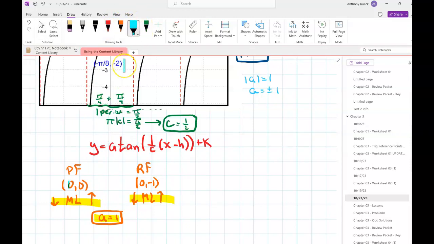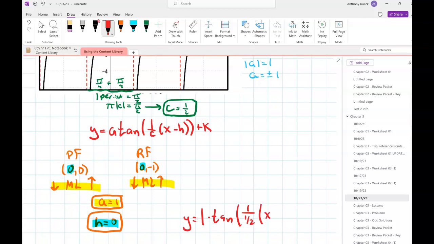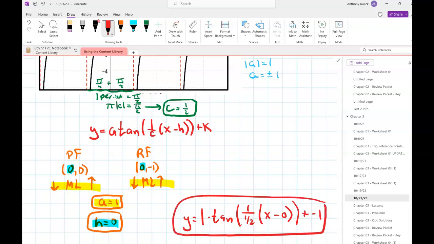And then because the x-coordinate from my parent function is 0, the x-coordinate from my resultant function should be h. And we're done. And if we want, we can clean that up a little bit, but that's fine the way we've written it.